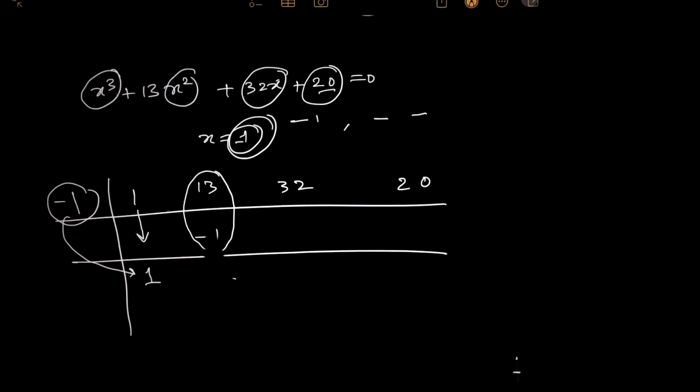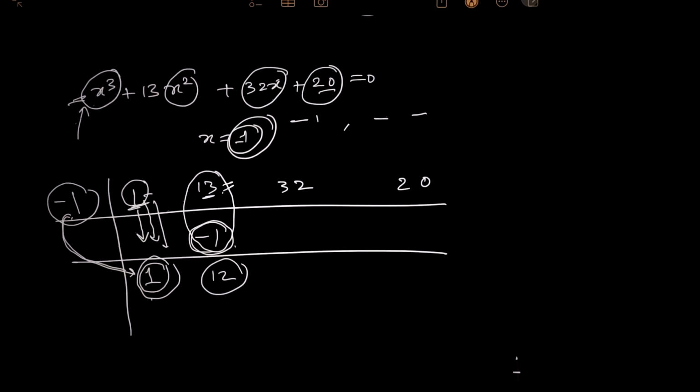Okay, so understand the step. This 1, don't touch, simply drop it down here. What is this 1? Coefficient of x cube. So I wrote it as it is. Multiply this 1 into this minus 1, and it will become minus 1 right here. Done. Then do the algebraic sum of this 13 and minus 1.